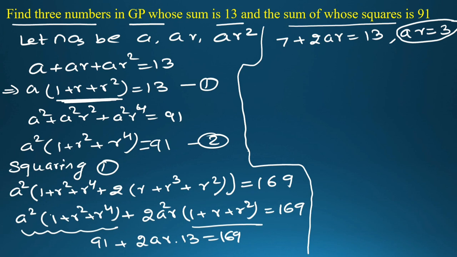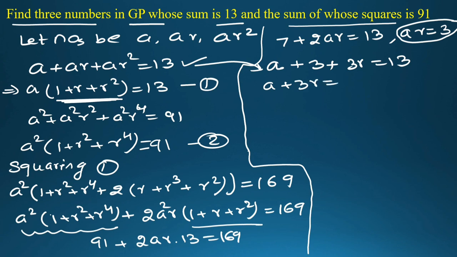Now, how to get some other equations after finding the value of AR? What we can do here, we can use any of the equations to simplify this further. So in this equation, let's try to write some values. A plus AR plus AR square is equal to 13. I am using this equation. A as it is, plus AR means 3, AR square means 3R, is equal to 13. So here, what I am getting is A plus 3R is equal to 10. 13 minus 3, 10.